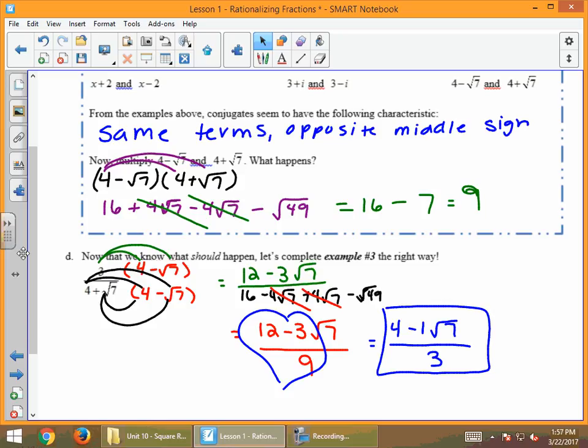Okay? You just distribute the top, distribute the bottom, clean everything up, and then your last step, look to simplify, see if you have a GCF. There's a number that can go into those 3 numbers on the outside of the radical.